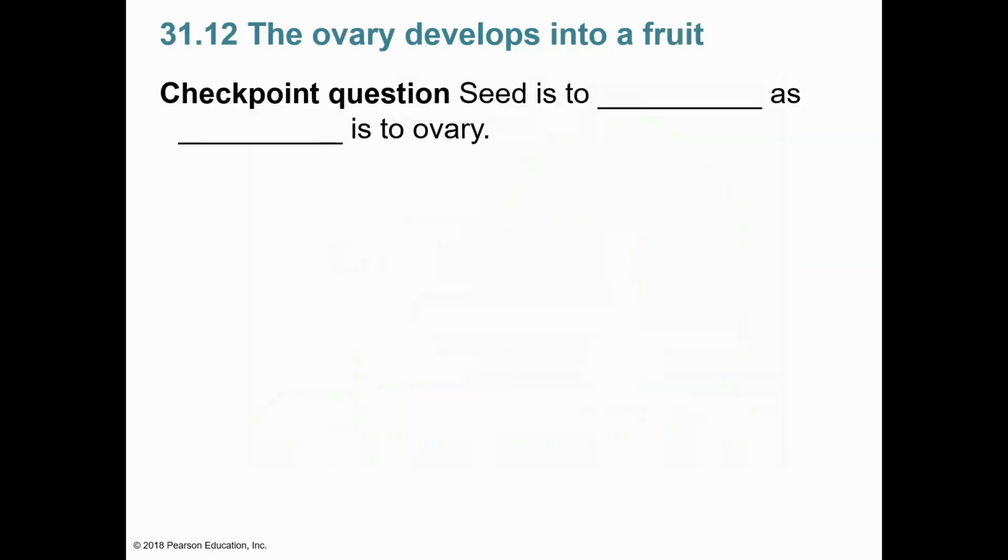Okay, so seed is to blank as blank is to ovary. And keep looking at our title here, the ovary develops into a fruit. So let's place fruit in that blank next to the ovary. So fruit is to ovary, as seed is to blank. The ovary develops into a fruit, so what develops into a seed? The answer to that would be ovule. So seed is to ovule as fruit is to ovary.